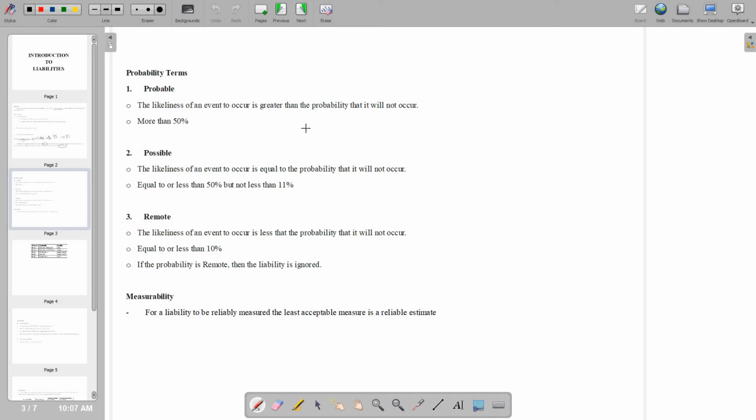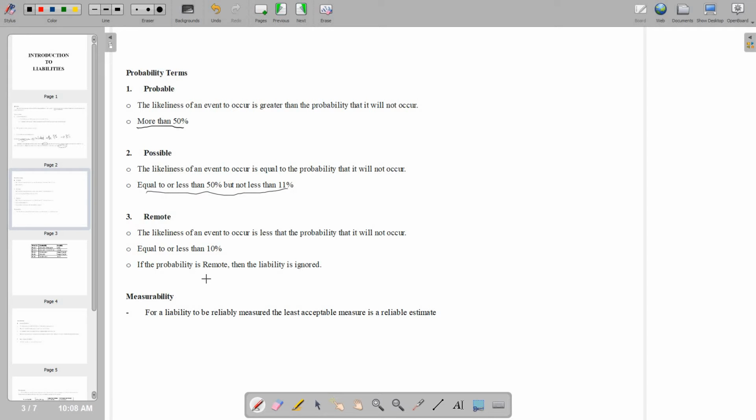Now, let's go here. Probable means the likeliness of an event to occur is greater than the probability that it will not occur. So, this means the chances that you will pay an obligation is more than 50%. How about possible? The likeliness that you will pay a liability is equal to or less than 50%, but not less than 11%. So, 11 to 50%. So the probability that you will pay the liability is 11 to 50%.